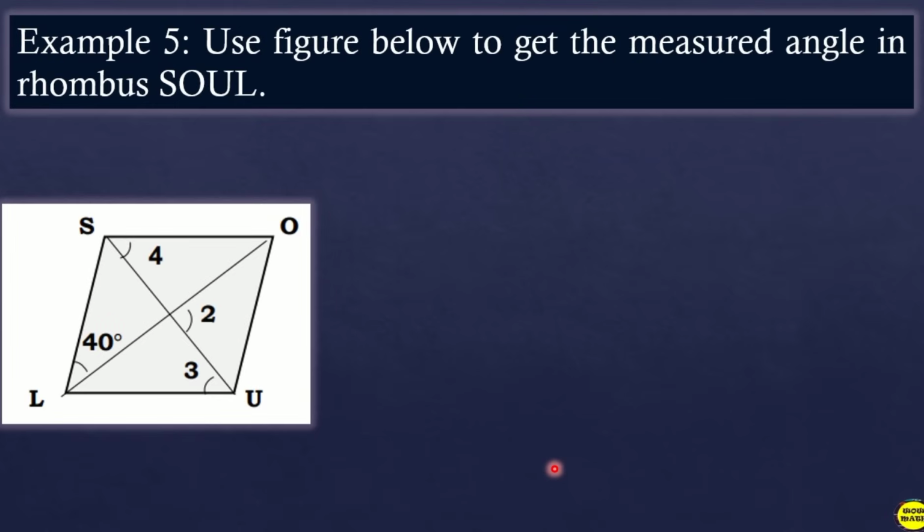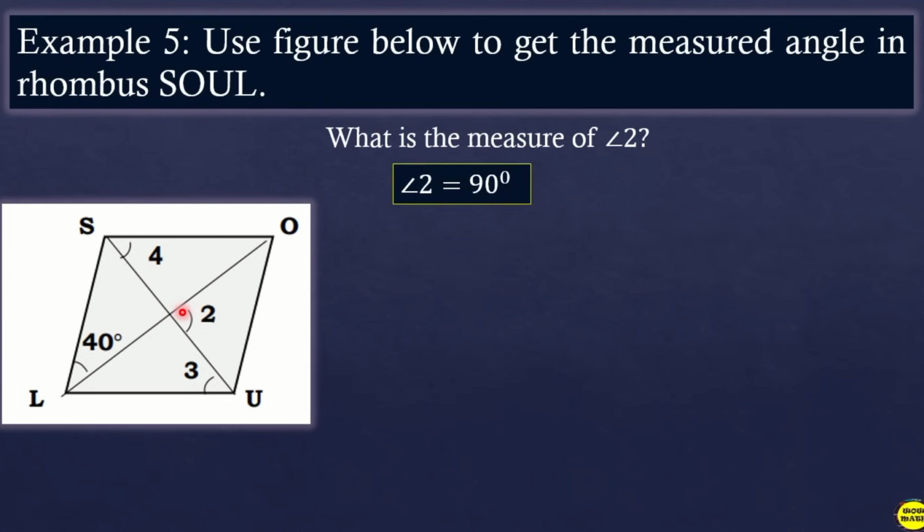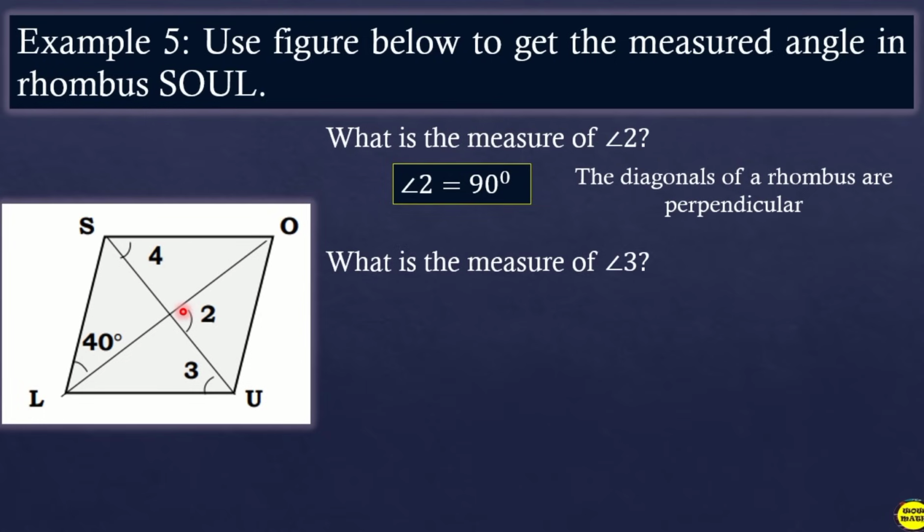Next, use the figure below to get the measure of the angles in rhombus SLOU. What is the measure of angle 2? We should have the right angle symbol here, because we all know that diagonals form right angles. Since they are perpendicular, angle 2 is equal to 90 degrees. Those four angles are 90 degrees. So, the diagonals of a rhombus are perpendicular, form right angles, and the measure is 90 degrees.